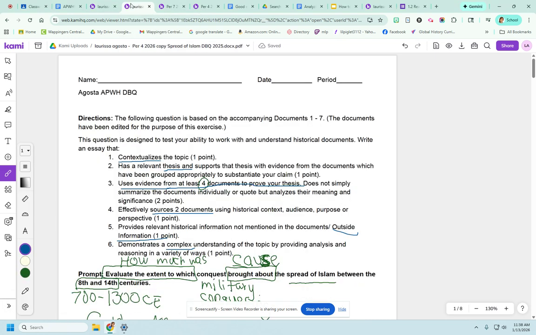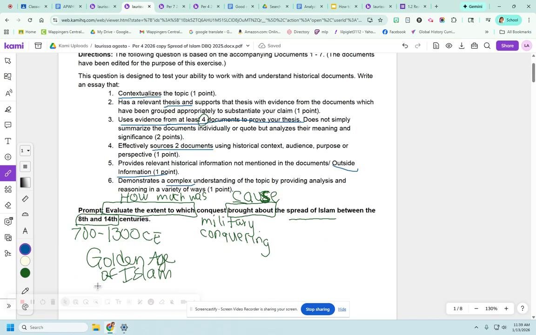So since we're going to be doing a spread of Islam DBQ for our first one, you're going to notice here that on the DBQ prompt page, it actually gives you a bulleted list of the DBQ rubric points here, with 2 points being for document evidence. In the prompt, you really want to make sure that, as your second step in what to do on a DBQ after you memorize the rubric, you translate this prompt so you know how to attack it.